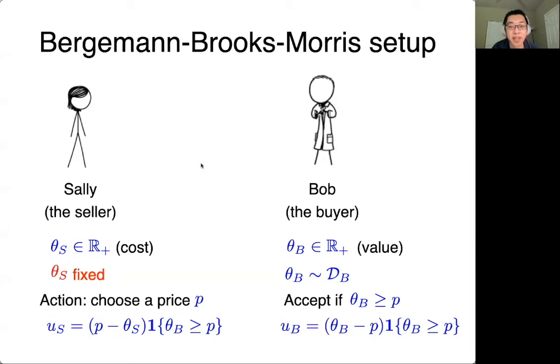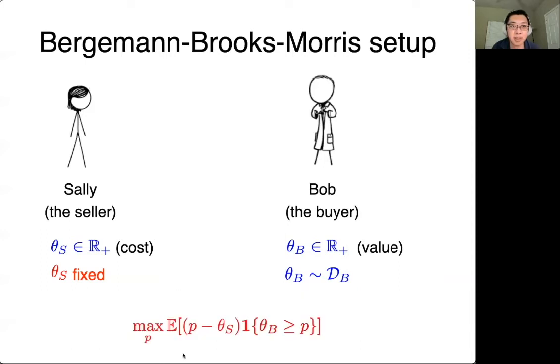So Sally is trying to sell one item to Bob. And Sally always has a fixed cost for the item, but Bob has a variable value for the item, drawn from a distribution dB. And in the end, Sally will choose a price P for the item, and then Bob will accept if his private value is greater than or equal to P. And if there's a trade, then Sally gets utility of P minus her cost, and Bob gets utility of his value minus P.